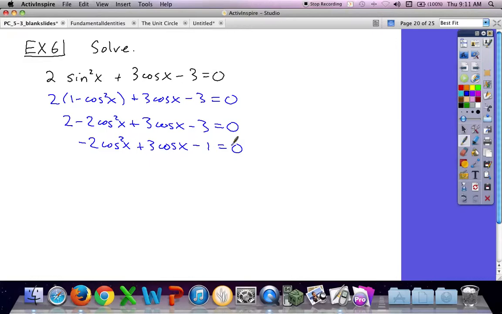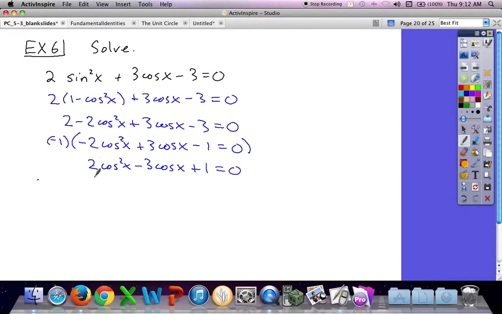And you don't really have to do this, but for myself, I would rather that it was starting with a positive, not a negative. So I'm going to take a step and multiply this whole thing by negative 1. So that instead it looks like positive 2 cosine squared x minus 3 cosine x plus 1 equals 0. And then factor it like a quadratic. 2 times 1 is 2. What are the factors of 2 that add up to negative 3?